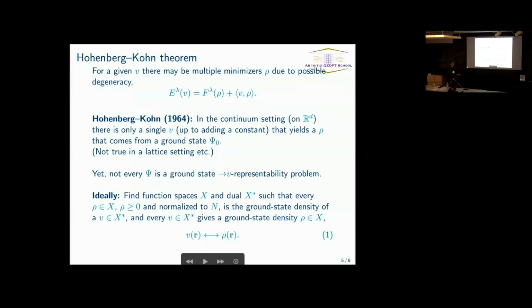So in order to solve it, the wish is to find nice function spaces that we can work with, where the densities are in a space X, and the potentials are in a dual space X prime. Why dual? Because they are grouped in this integral rho V and integrated over the position. So that is a dual pairing. That's why mathematically this is a dual space.